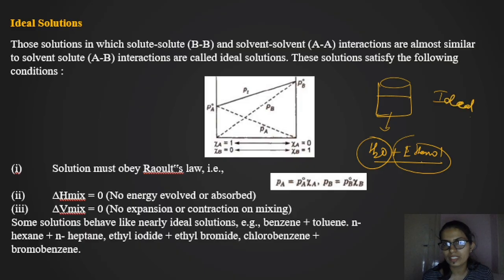Why am I going to call this an ideal solution? Because it is following one rule. And what is that rule? That is Raoult's law. And we know what Raoult's law says. Raoult's law says the partial pressure of a component is directly proportional to its mole fraction. This is what he said, right?